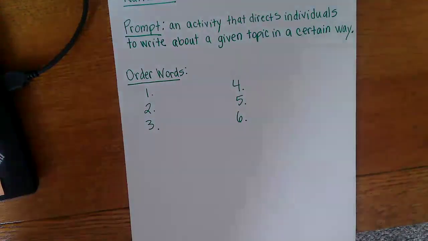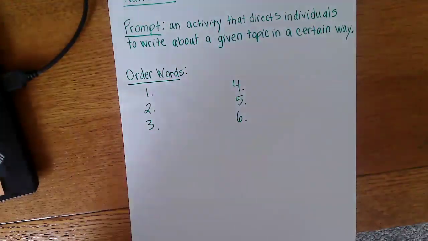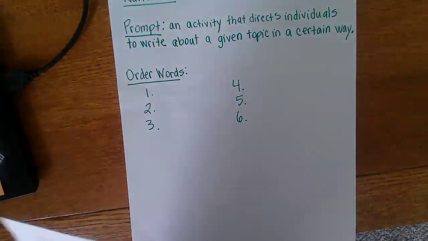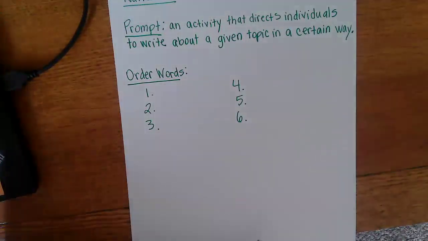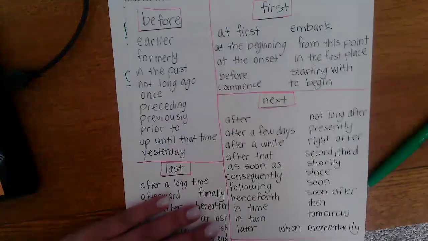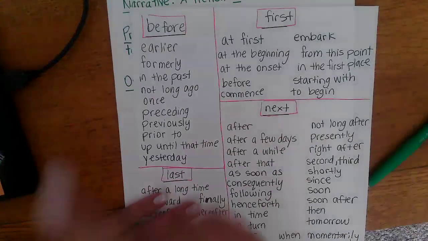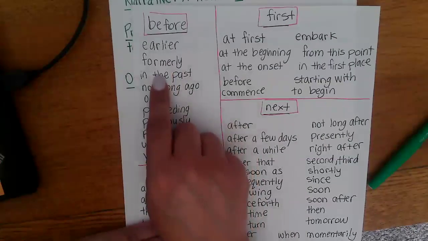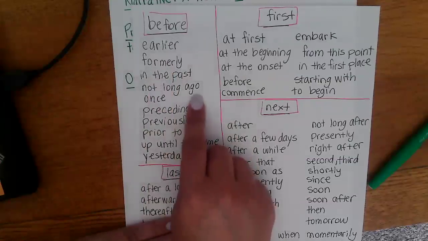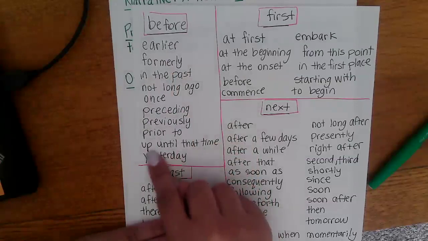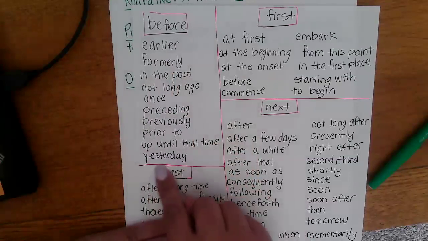Okay. So I'm going to show you this list. I don't want you to stress out because I do not want you to write this whole list. I want you to pick six that you like and that you understand their meaning clearly. By the way, I got this online. You could just Google order words for your grade level and you'll find some. Instead of saying before, what can we say? Earlier, formerly, in the past, not long ago, once, preceding, previously, prior to, up until that time, yesterday.